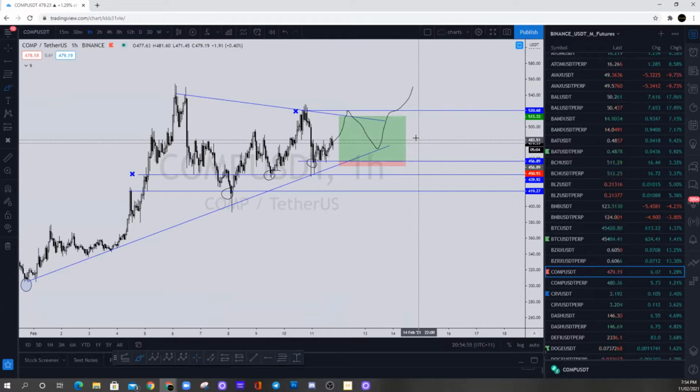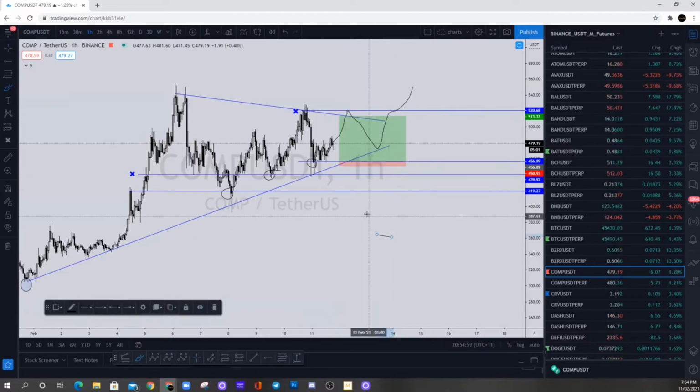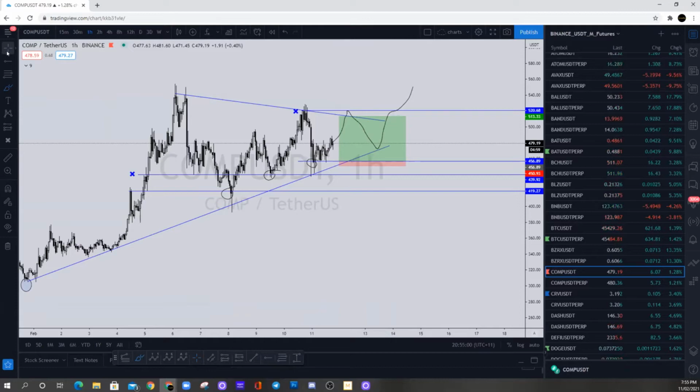Don't try and chase pumps. So I'd be looking at that trade at the moment. If you're an experienced trader and you want to counter trend trade, you could probably short from there if you're feeling ballsy.